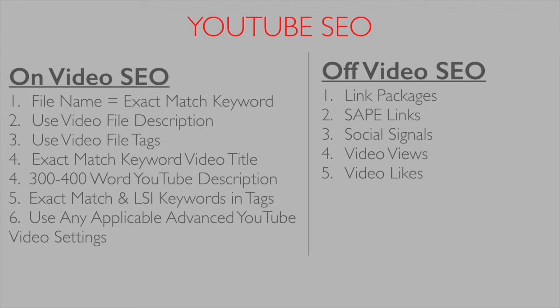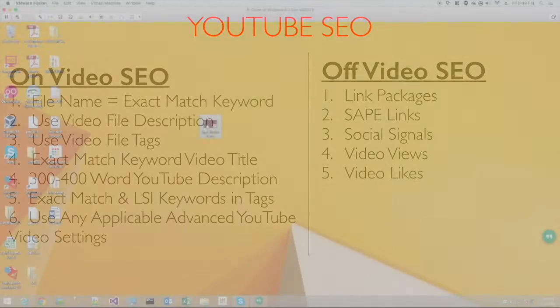You want your YouTube title to be the exact match keyword. You're going to want 300 to 400 words in the YouTube description. You're going to want exact match and LSI keywords in the YouTube tags. Then you're going to want to use any applicable advanced YouTube video settings. For the off-page video SEO, or off-video SEO, you're going to want to use link packages, SAP links, social signals, video views, and video likes. So I know that was a lot to take in right now, and I'm going to walk you through exactly what I'm talking about right now.